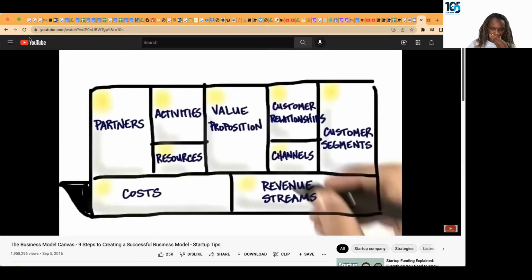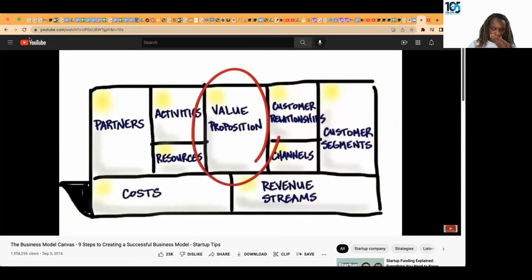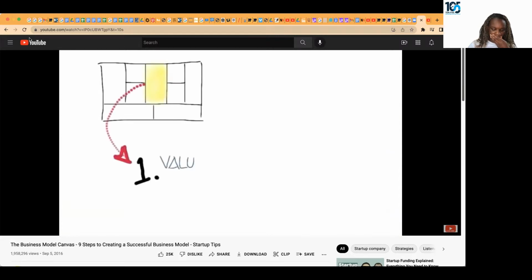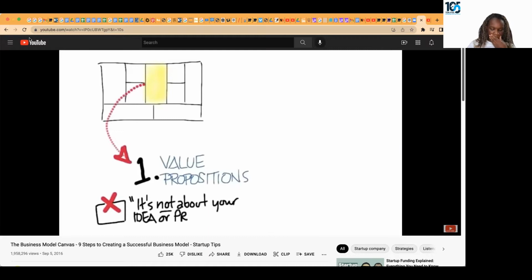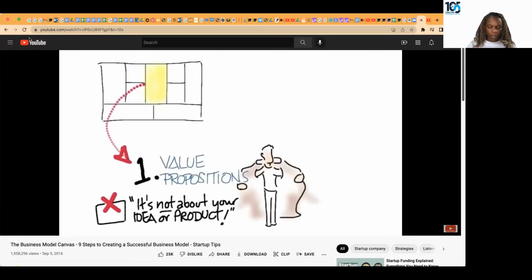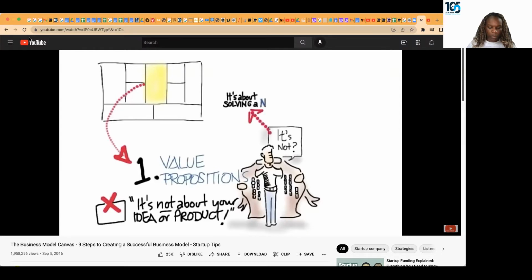Let's take a look at the first piece, called the value proposition. The value proposition answers the question, what are you building and for whom? The value proposition says, hey, it's not about your idea or product, it's about solving a problem or a need for a customer. That is, what pain are you solving? What gain are you creating? And more importantly, who are your customers?